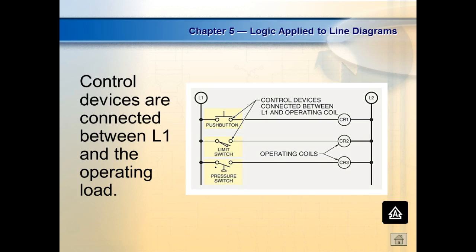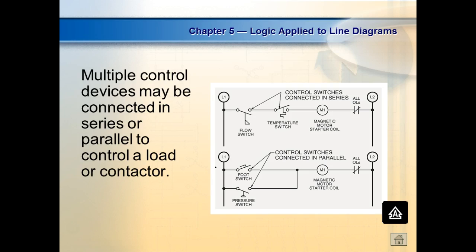So there's a symbol for this: the limit switch, normally open limit switch. This is the pressure switch, and that's a momentary contact switch. Multiple control devices may be connected in series or in parallel or series parallel. I don't know why they said that. But your control devices will be connected in it. A flow switch, thermal switch, foot switch, and pressure switch. Magnetic motor starter. How do I know it's a magnetic motor starter even though it's written? Got that overload.